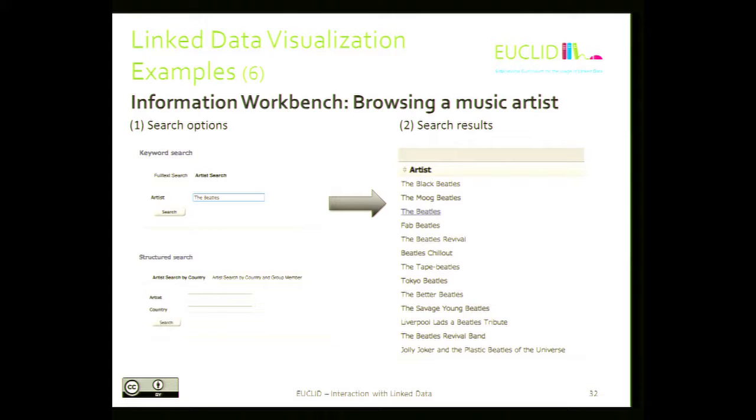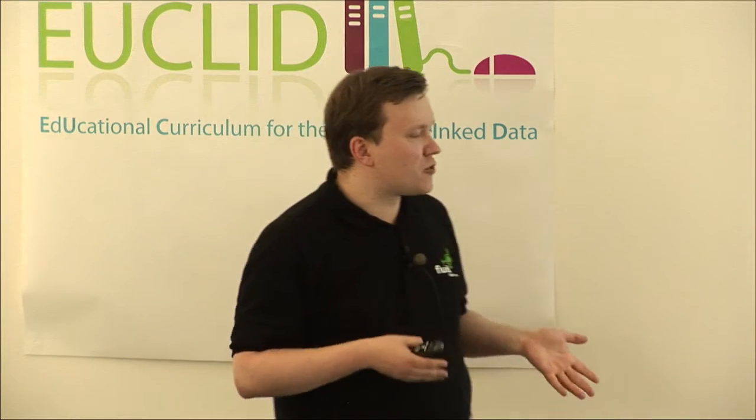This is exactly the reason why we have, besides the full text search, also implemented an artist search where we really can be sure that we only get instances of music artists as result. And as you can see, the result in this case is quite small, so it's not thousands of results. It's quite an amount of results that you can really deal with.